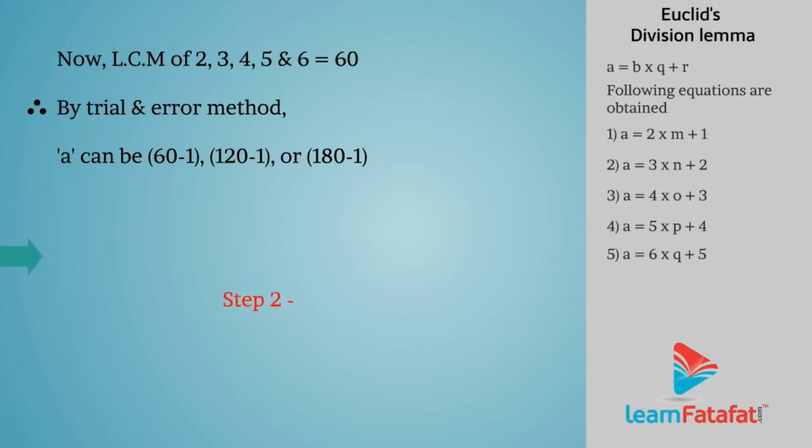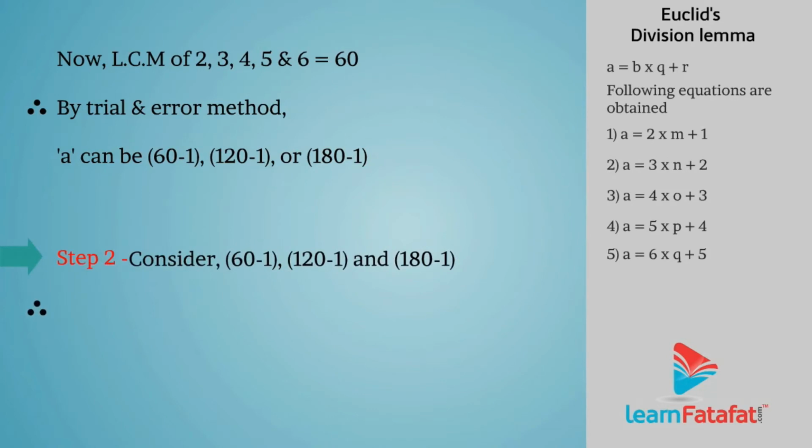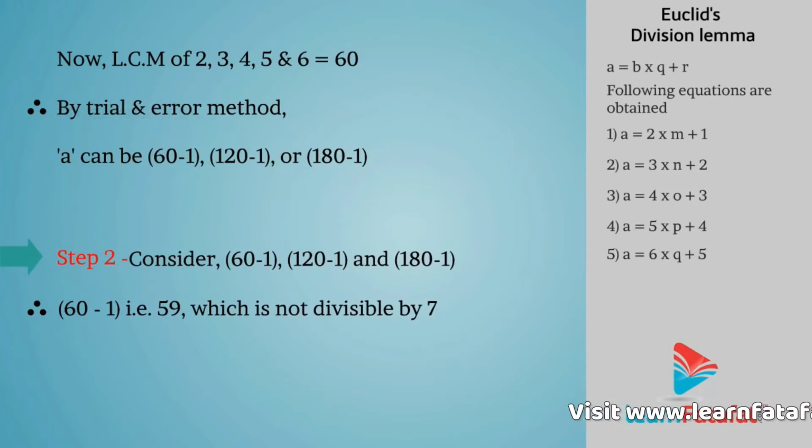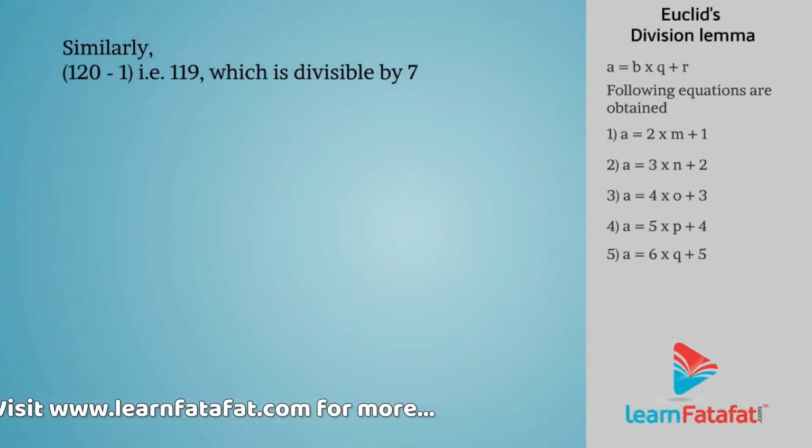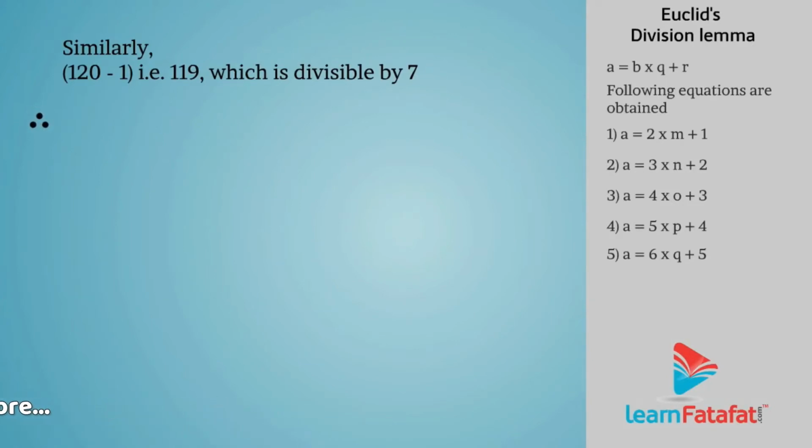Step 2. Now consider 60 minus 1, 120 minus 1 and 180 minus 1. Therefore, 60 minus 1 is 59, which is not divisible by 7. Similarly, 120 minus 1 is 119, which is divisible by 7. Therefore, A can be 119.